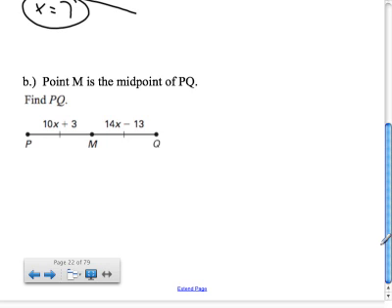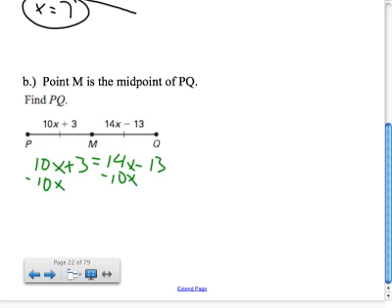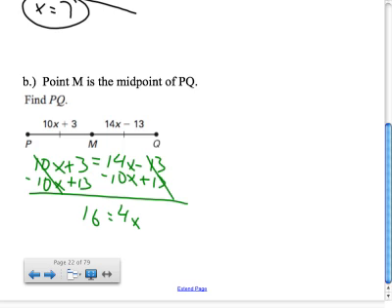Part B, M's the midpoint, find PQ. So I know that 10x plus 3 has to be the same as 14x minus 13 since it's the midpoint. Subtract 10x, add 13, cancel. So I get 16 equals 4x. Those 13s cancel. Divide by 4, x equals 4. My task was to find PQ.